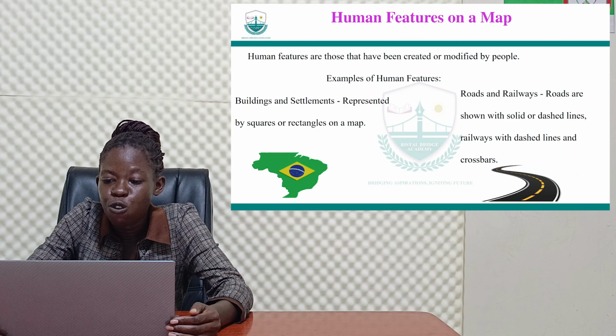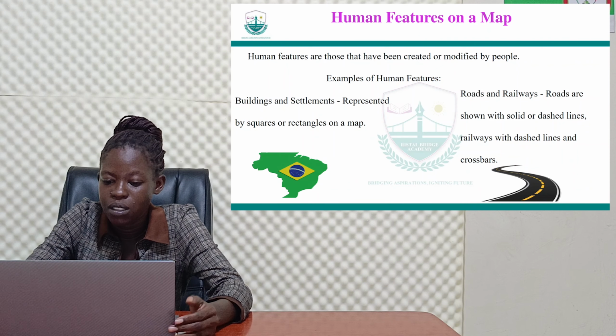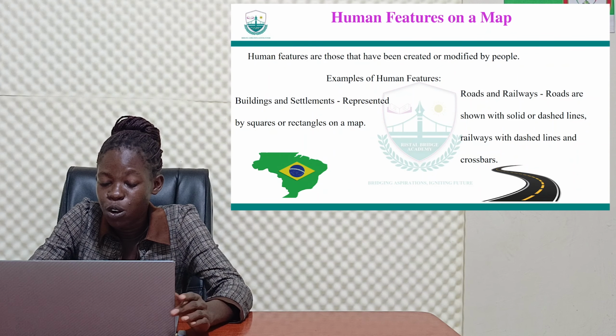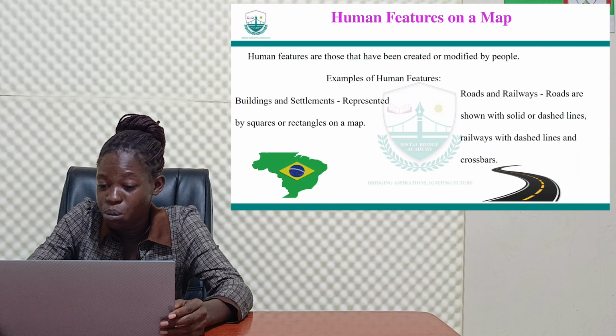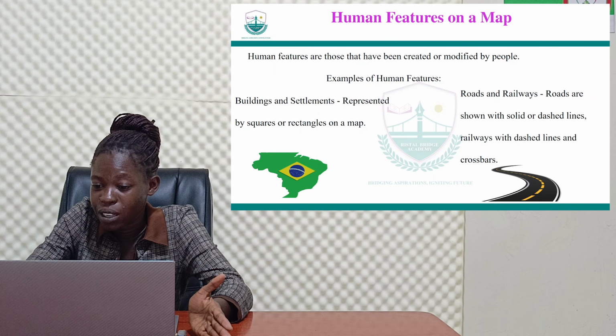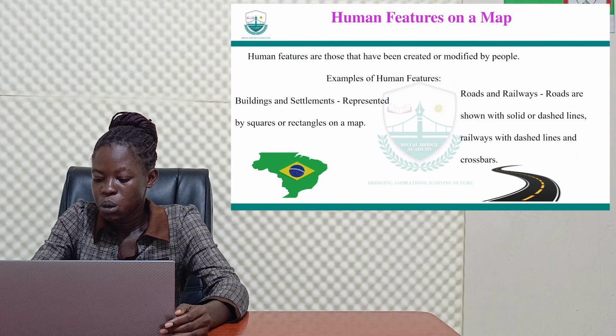Then we have roads or railways. Roads are shown with solid or dashed lines, railways with dashed lines and crossbars. That's how they are represented on a map. There is no need for you to think of plans for how you can draw a road on a map. You can easily show it on a map in the form of a line, in the form of dashed lines, or in the form of crossbars.